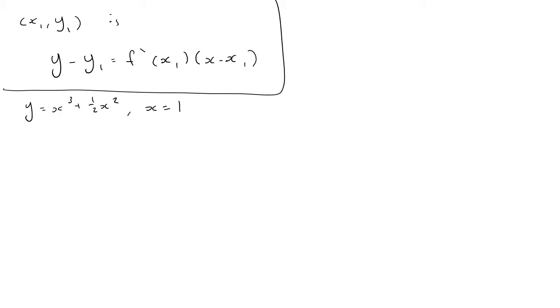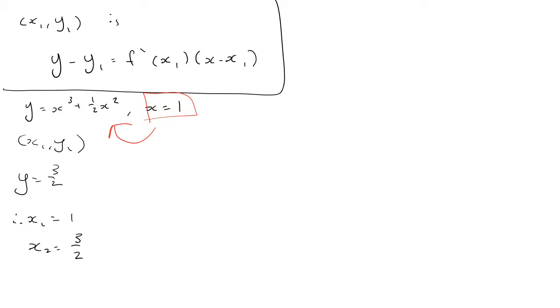So our first step is to find x1 and y1. And to do that, we substitute x equals 1 into the equation. So y equals 3 on 2. Therefore, x1 equals 1 and y1 equals 3 on 2. Our second step is to find the derivative of the original function. So the derivative is 3x squared plus x.